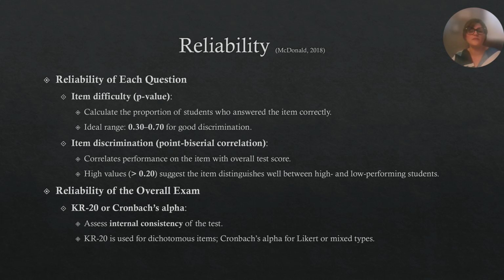Also, the reliability of the overall exam. This can be determined by the KR20 or Cronbach's alpha. The difference between the two is that KR20 is dichotomous, which means there has to be a yes or no, or a right or wrong answer, whereas Cronbach's alpha can accommodate scales like the Likert scale and have other values except just 0 or 1.